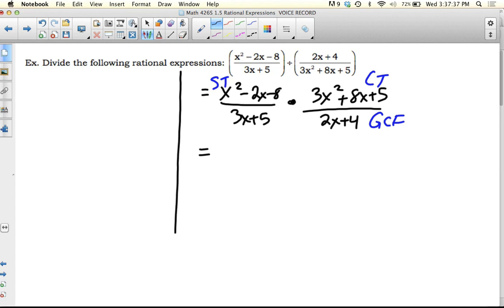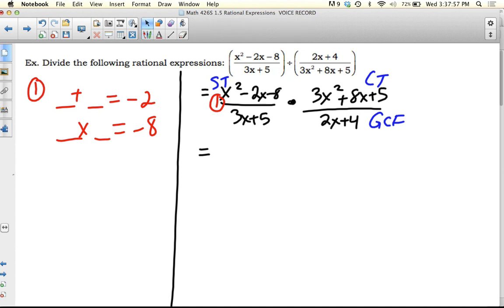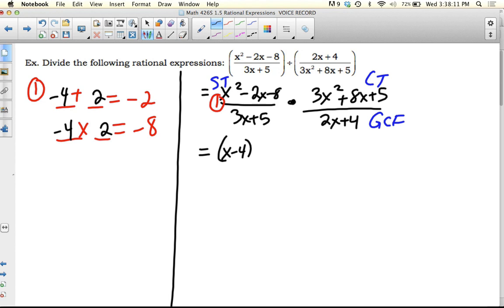I'm going to do some side work over here. For the first one, I'm going to call this number 1. In the side work, we need two numbers which add up to give us negative 2, and the same two numbers multiplying to give us negative 8. If you crunch those numbers, you're going to have negative 4 and positive 2. Because it's a simple trinomial, I can just plop those factors right in. So I'm going to have x minus 4 and x plus 2, over 3x plus 5.